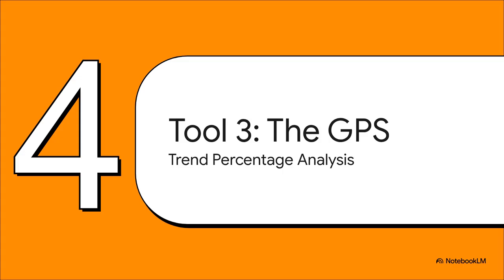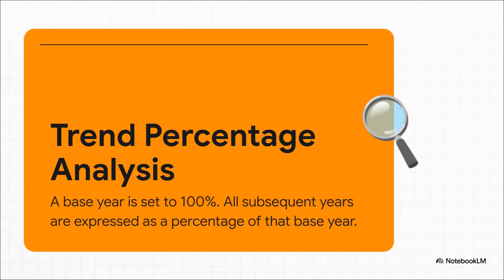Okay, our final tool is the GPS. We call it trend percentage analysis. This is the tool that charts a company's long-term direction, comparing every single year's performance back to one single starting point, the base year. By setting that base year to 100%, we basically standardize all the data. It makes seeing long-term trends and big shifts over time so much easier because you're not getting lost in a sea of random giant numbers.